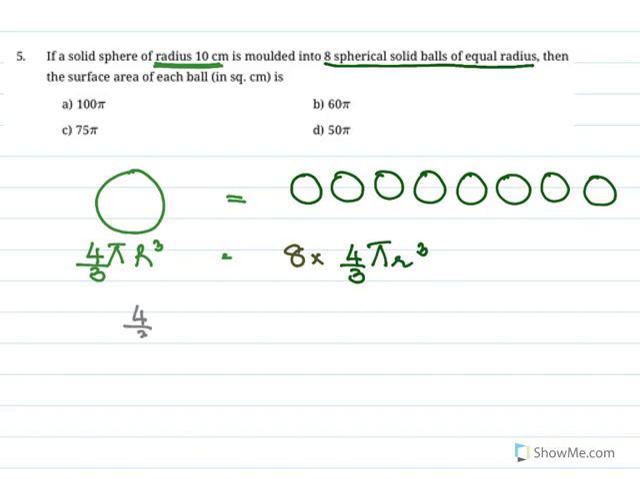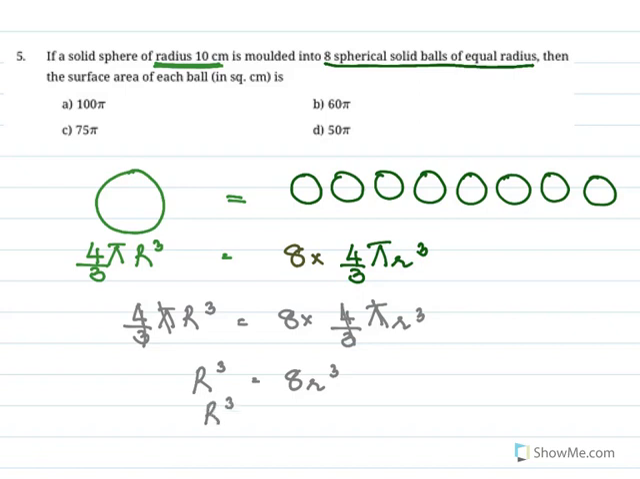Now in the next step, we do 4 by 3 pi R cube equals 8 into 4 by 3 pi small r cube, and we cancel 4 by 3 pi on both the sides. We get R cube equal to 8 r cube. So R cube equal to 8 can be written as 2r the whole cube. So we cancel cube on both the sides. Or we can put for R, we put 10, so 10 cube equal to 2r the whole cube. So we got 10 equal to 2r, and r will be 10 by 2, which is 5.